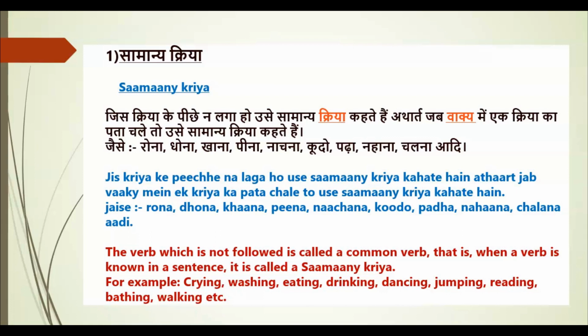This means the verb which is not followed is called a common verb. That is, when a verb is not known in a sentence, it is called a samanya kriya. For example, crying, washing, eating, drinking, dancing, jumping, reading, bathing, walking, etc.